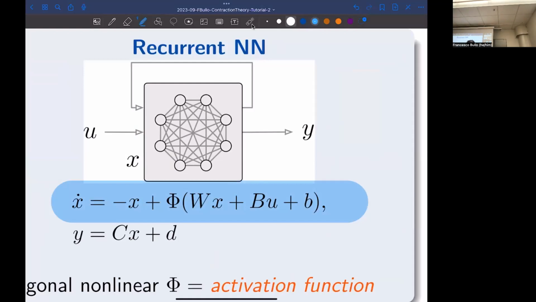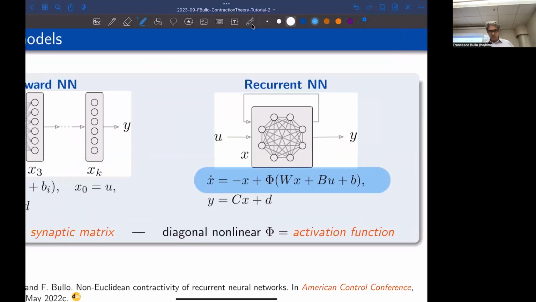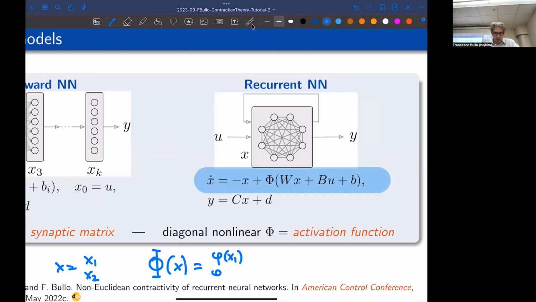The point is that this affine function of the state is run through a non-linearity, capital Phi, which is called an activation function. So there is an activation function applied to a linear transformation of the state. And the activation function in general is non-linear. But I do want to say it is diagonal. What do I mean by that? I mean the following. Imagine that X has 2 components for simplicity, X1, X2. Then this function is really just a function of a lowercase phi of X1 and a lowercase phi of X2. That's what I mean by diagonal. Does that make sense?